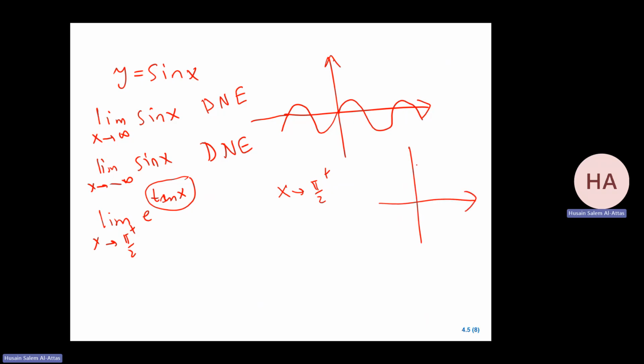This is tan x. This is pi over 2. And this is the next x. So if x goes to pi over 2 from the right, the function goes to where? Minus infinity. So tan x goes to minus infinity. So the argument of e goes to what? Minus infinity. e to the power minus infinity is what? 0. As a limit, e to the power minus infinity will go to 0.